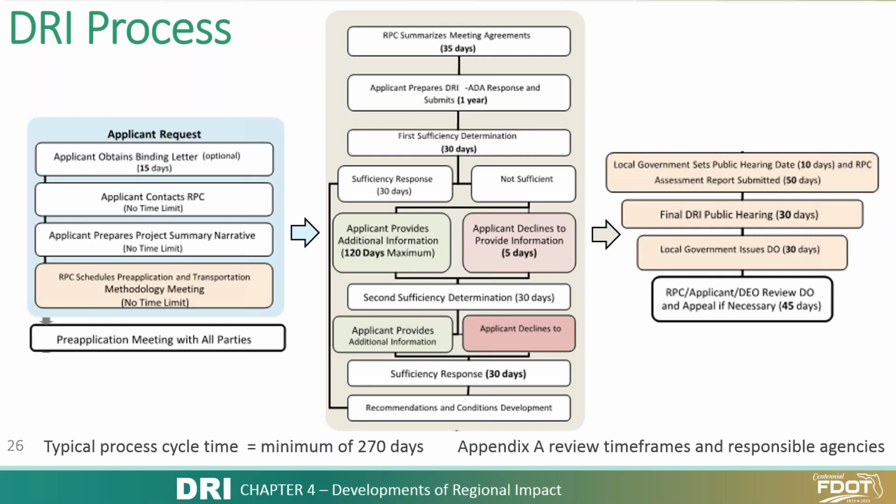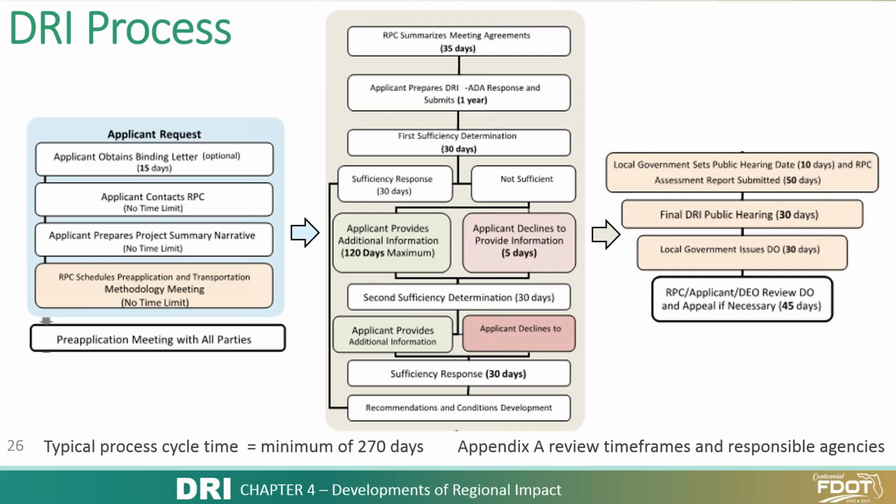After these meetings are done, agreements must be made on the assumptions and methodology to be used for this application for development approval, or ADA. The ADA is a key documentation necessary to continue along the DRI process. After one or two sufficiency determinations to find the application is complete, or in some cases the applicant doesn't respond to requests for additional information from the sufficiency determinations, the RPC will develop its recommendations conditions report in coordination with reviewing state agencies and submit it to local government, of whom will be issuing the development order for a DRI, also known as a DO.